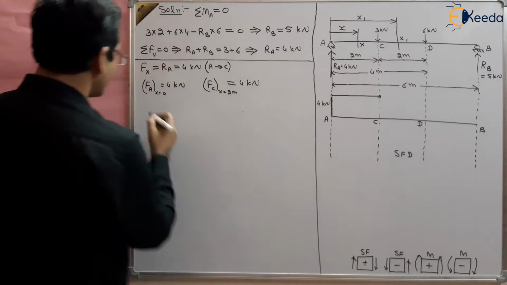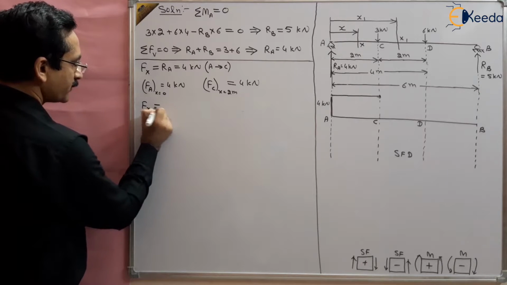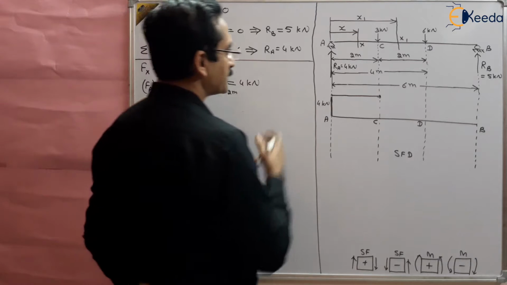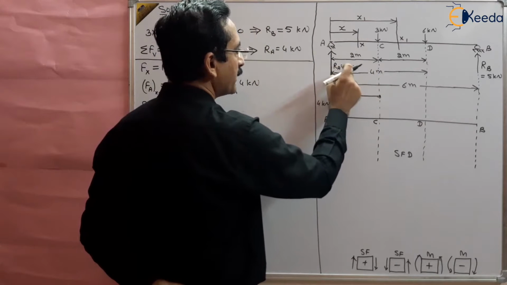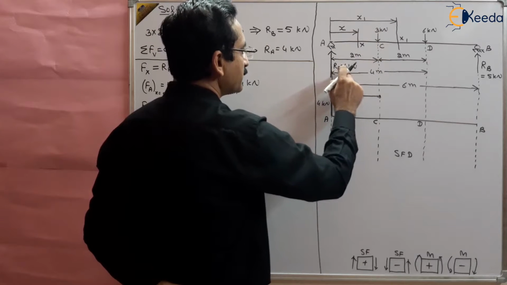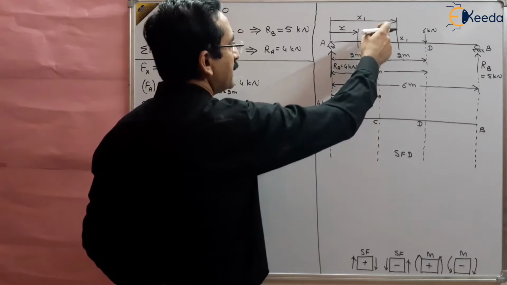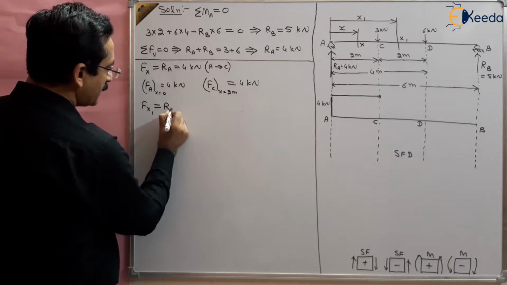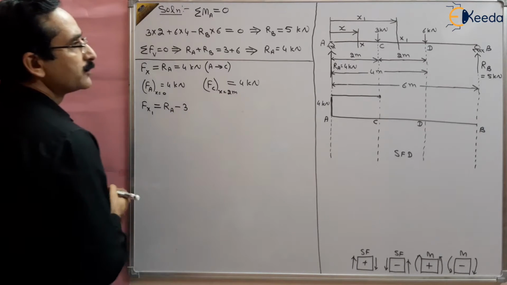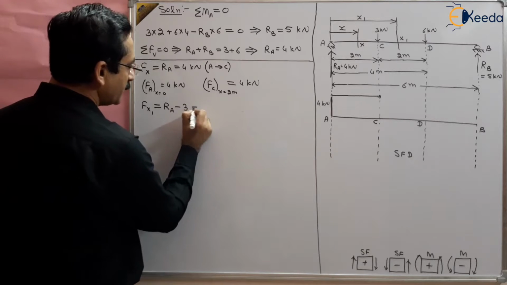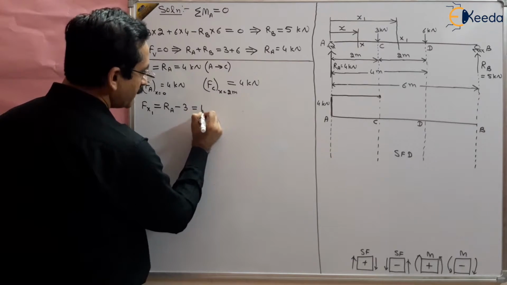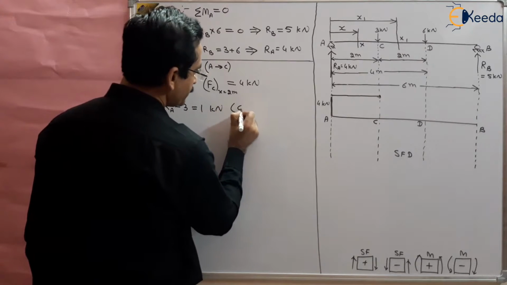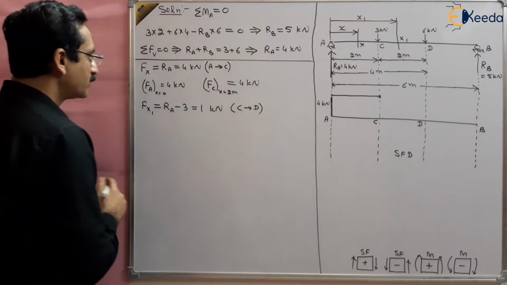Now what is Fx1? It is the algebraic sum of the forces to the left of the section. There are two forces, RA and this 3 kilonewton. RA is positive because it is upward, and 3 kilonewton is negative because it is downward. So we write RA minus 3, which is 4 minus 3, equal to 1 kilonewton, and this is valid between C to D.